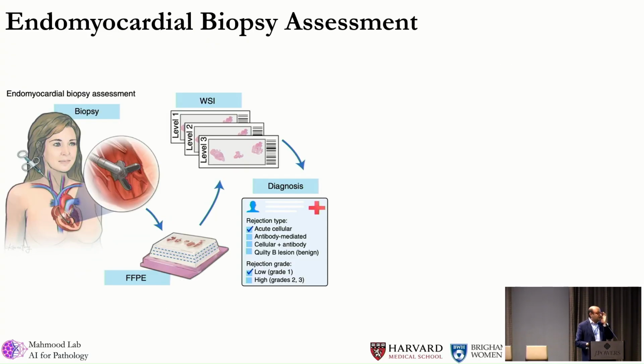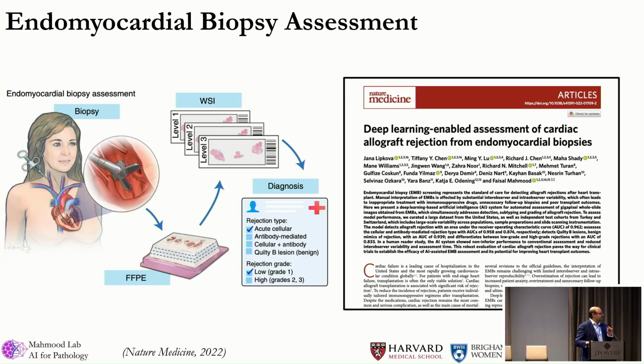Other applications that we use the same kind of weakly supervised paradigm for include endomyocardial biopsy assessment, trying to see if we can predict whether a donor heart is being rejected by the recipient after heart transplants. This is a common procedure, but it has a large amount of intra- and inter-observer variability, and we thought that maybe you can reduce some of this variability by using machine learning in the loop, and that's what we did back in 2022 in this study.